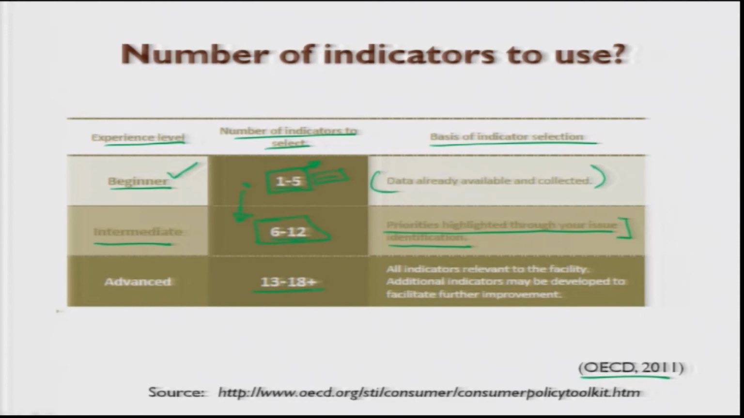At advanced level they said 13 to 18 plus indicators. These 18 indicators are all the OECD indicators, plus some specific indicators related to the factory we are concerned with can be included. So, all indicators are relative to the facility. Additional indicators may also be developed to facilitate further improvement. This is the advanced level. So, it all depends on what level our factory is in the present state, and our purpose is to go to the next step. So, this was all about the indicators that are there to know the state or level of my present factory or maybe product.